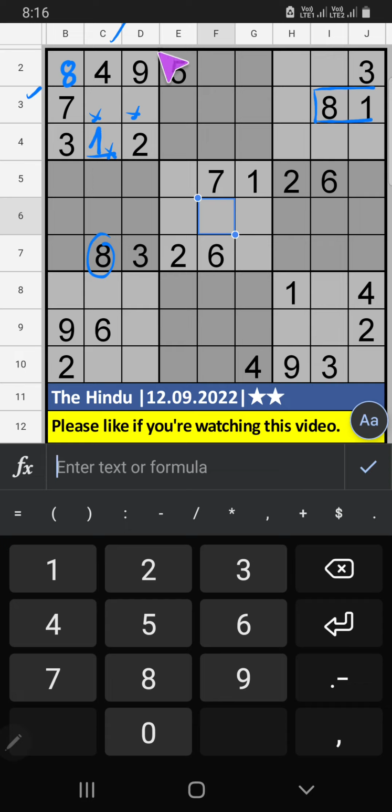First grid, two numbers are remaining, 6 and 5. Column C, we have 6. So 6 can't come in the cell. 6 is confirmed here. Then 5 is here.